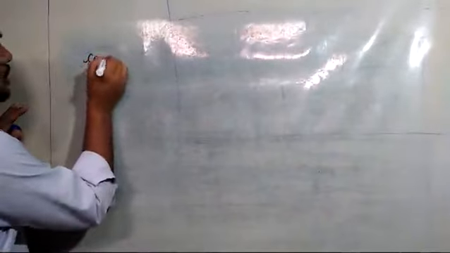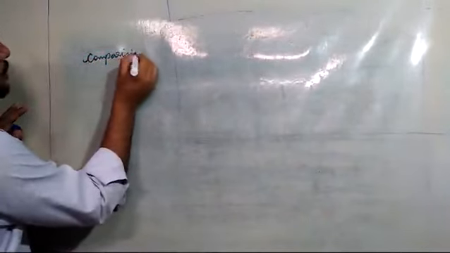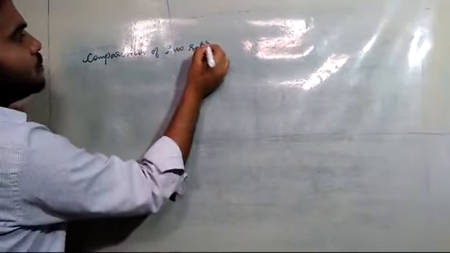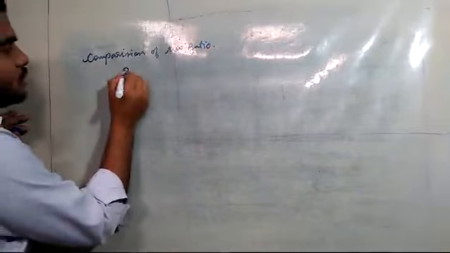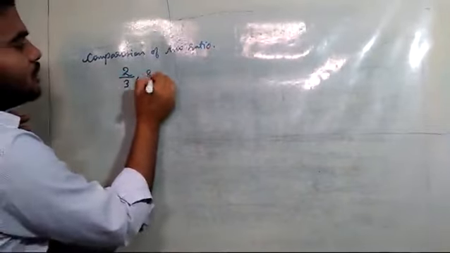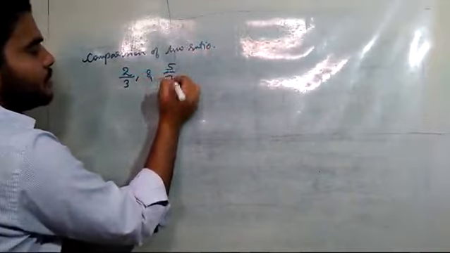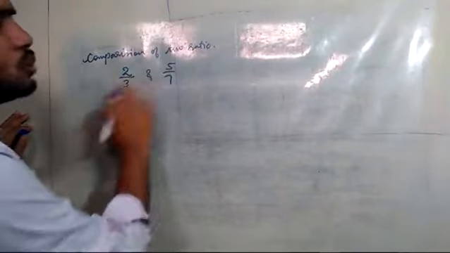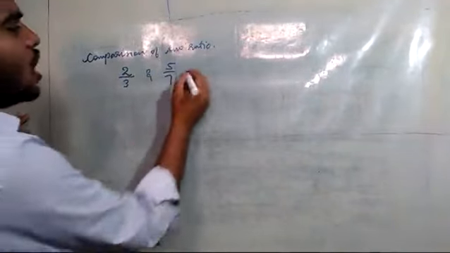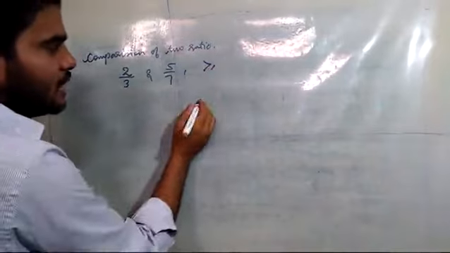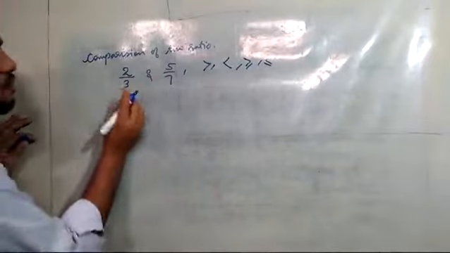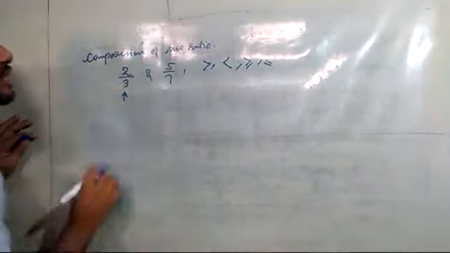Now we will see comparison of two ratios. How to compare two ratios? If I have one ratio 2 by 3 and another ratio 5 by 7, let's take these two ratios. Comparison means we have to see which of the two is greater than, equal to, or less than the other. Among these two, which one is greater?